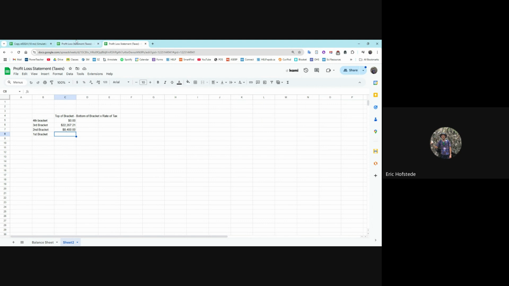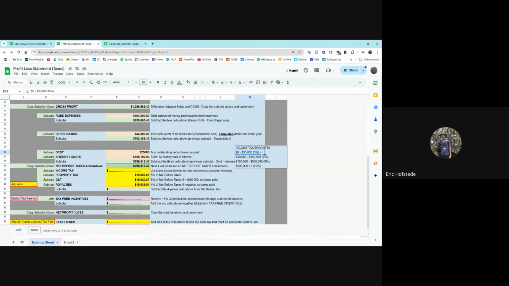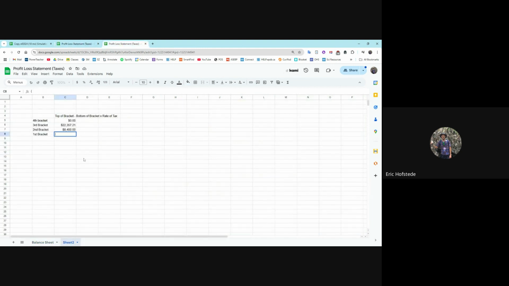Then we've got our first bracket, our lowest bracket between 0 and 30,000. I pay 5% income tax. So top of the bracket is 30, bottom is 0. Top is 30K minus bottom is 0, multiplied by 5%. And I'm just going to throw an equal sign in. There we go. And then total tax owed is going to be all of those numbers added together. So it's going to be equal to my sum of these 4 numbers.